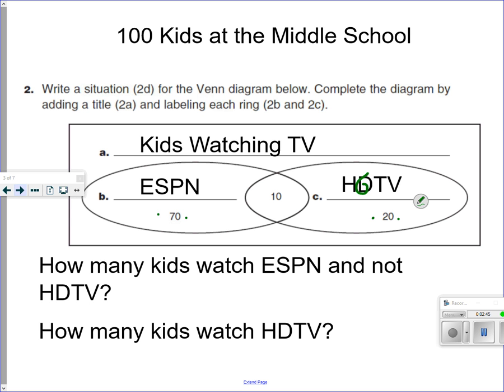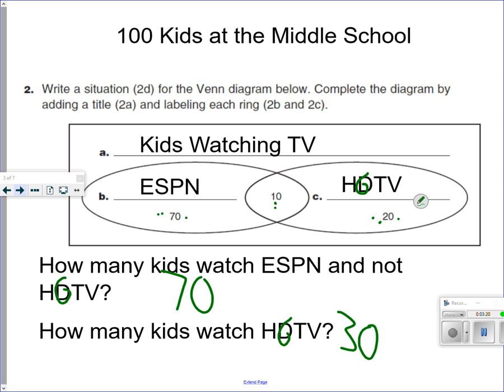So let's read this. How many kids watch ESPN and not HGTV? 70 watch ESPN, and I can't count these 10 because they watch the Home and Garden network. How many kids watch HGTV? Well, 20 kids watch it, but another 10 watch it as well, so that means 30 kids watch it. Just like before, how many kids don't watch both and just watch their individual? That would be 70 plus 20, which would be 90.